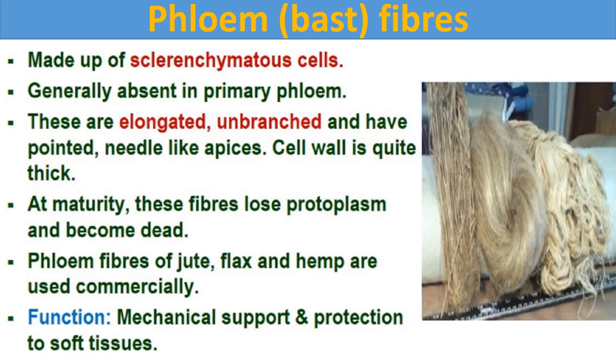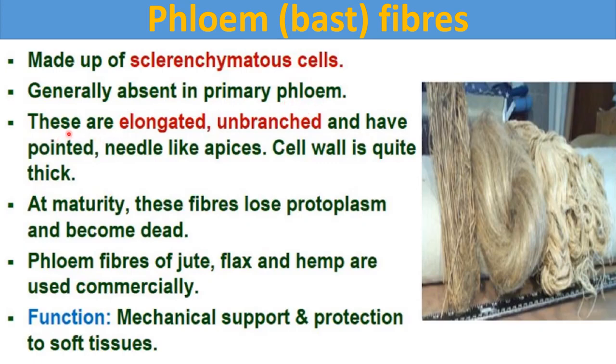The next type of phloem element is phloem fibers or bast fibers. These bast fibers are made up of sclerenchymatous cells. You already have studied about sclerenchymatous cells in simple permanent tissues in the previous lecture, right? So these are those sclerenchymatous cells. They are generally absent in primary phloem because they appear in later life stages of the plant, at the time of secondary growth when the secondary phloem is formed. So it is generally found in secondary phloem and absent in primary phloem.